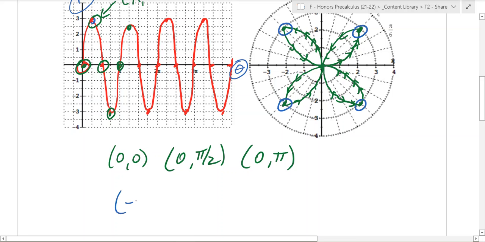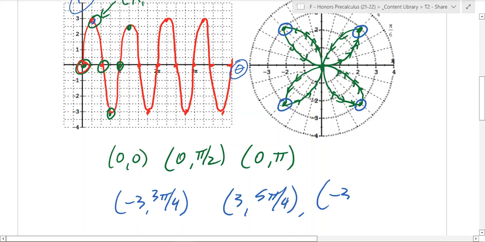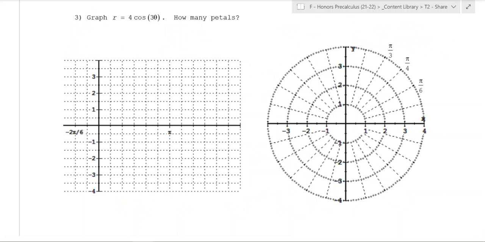Those 4 tips, one of them is going to be at negative 3, 3 pi over 4. Another one's going to be at 3 comma 5 pi over 4. And another one's going to be at negative 3 comma 7 pi over 4. And the first one right there is going to be at pi over 4, 3. And then they repeat.